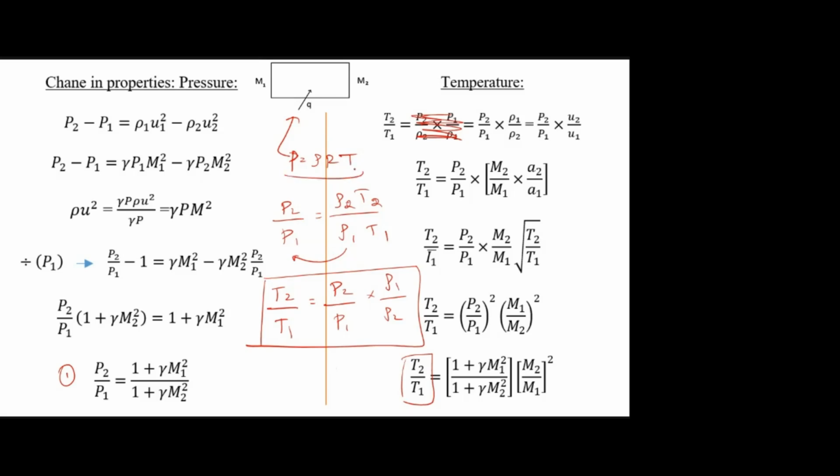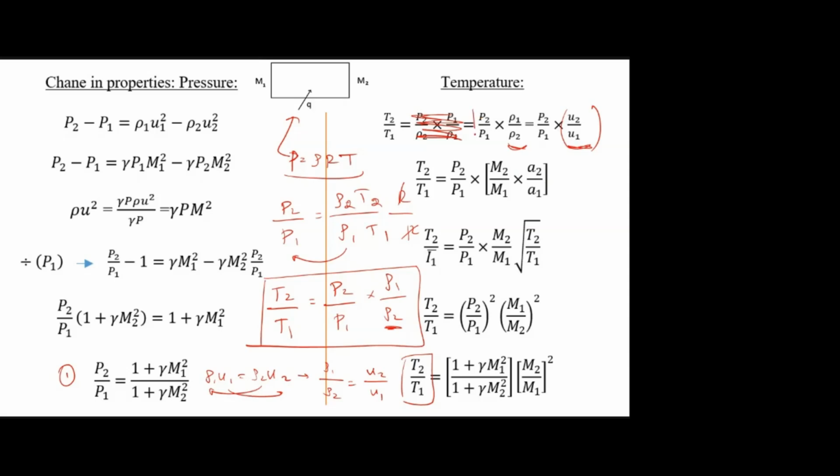P is equal to rho RT. R will get cancelled. So remaining rho 1 by rho 2 on the other side. And instead of this rho 1 by rho 2, I am taking u2 by u1, because from the continuity I can rearrange like that. That is, rho 2 you take this side, u1 you take this side. So you will get rho 1 by rho 2 is equal to u2 by u1. So instead of this rho 1 by rho 2, they have taken u2 by u1.